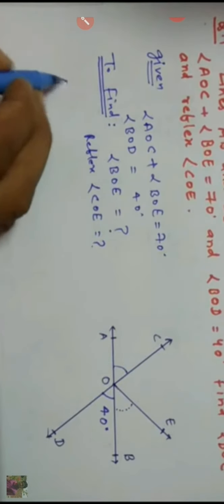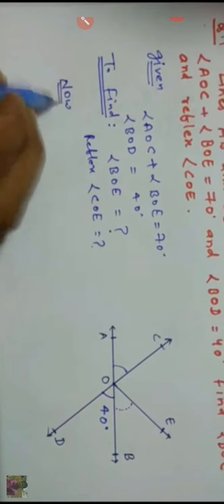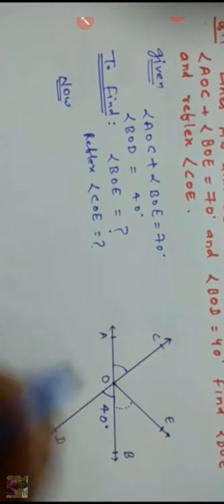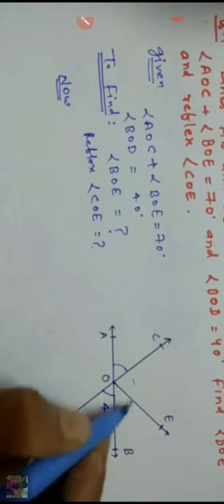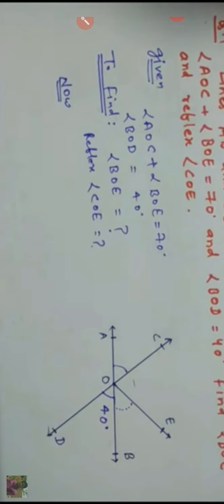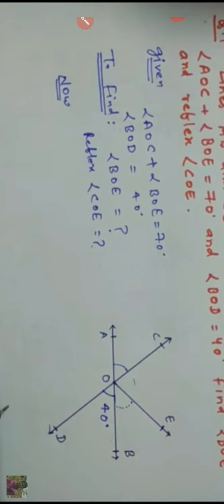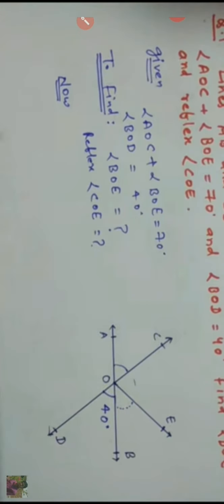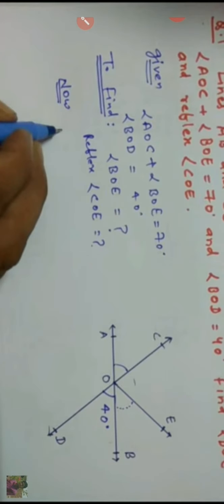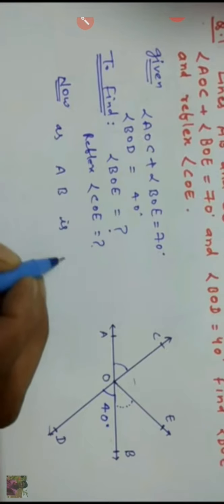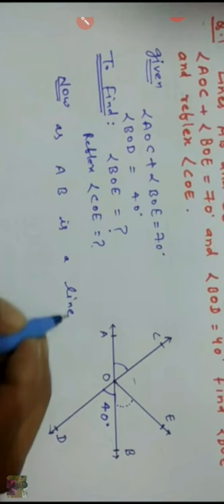Question is, in a figure, line AB and CD intersect at O. If the sum of angle AOC plus BOE is equal to 70 and BOD is equal to 40, find BOE and reflex angle. So first of all we have to write what is given. Given: AOC plus BOE is equal to 70 degree and angle BOD is equal to 40 degree. What we have to find? We have to find angle BOE and reflex of angle COE.